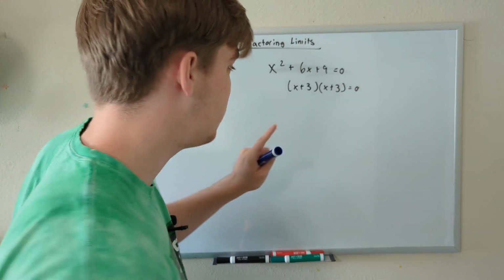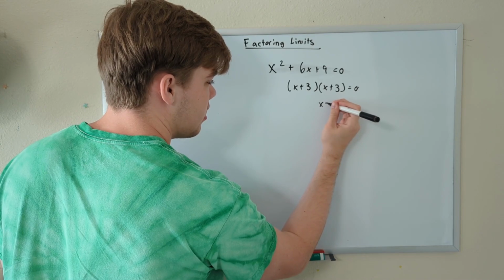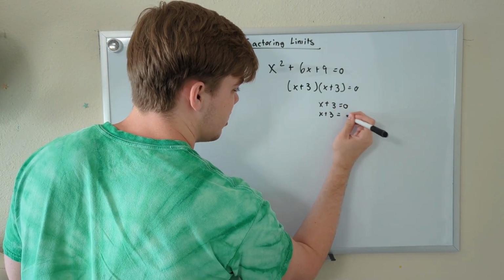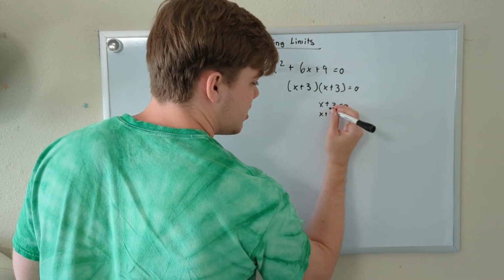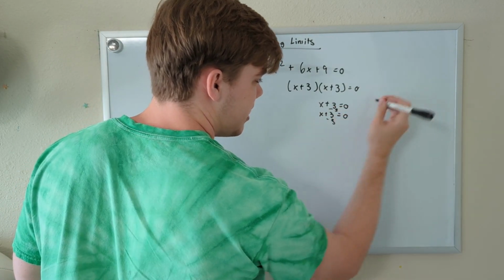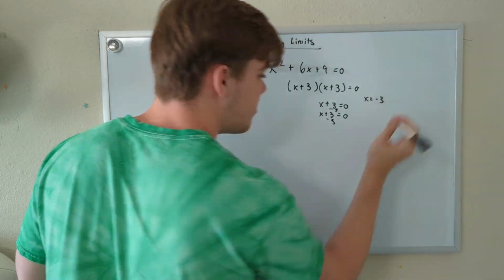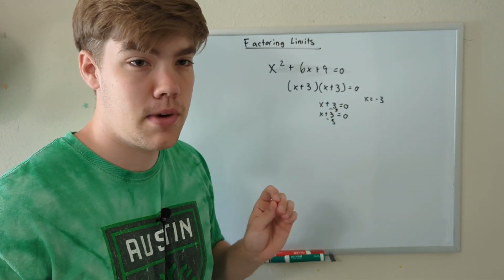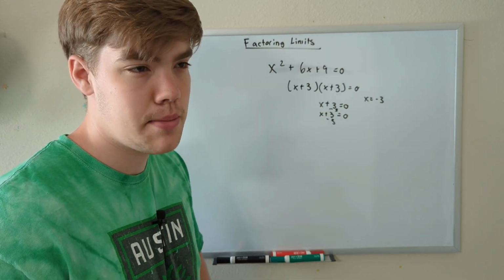Now that we have our factors, we can set each individual factor to 0. So x plus 3 is equal to 0 and x plus 3 is equal to 0. And of course, to solve this problem, we would just subtract 3 from this side, so then x is equal to negative 3. We can use the fact that we can split this up and factor it in order to make solving some limit problems a little bit easier. Let's do a couple examples to show you what I mean.